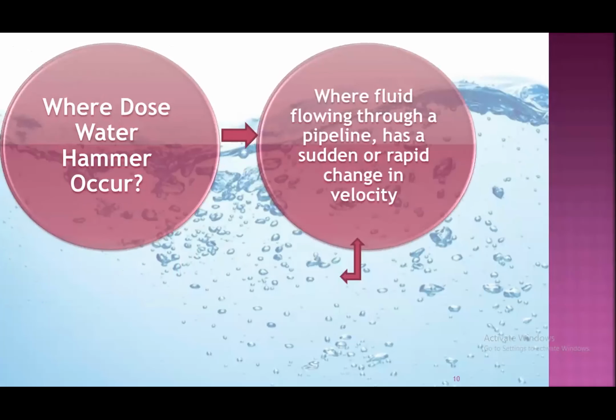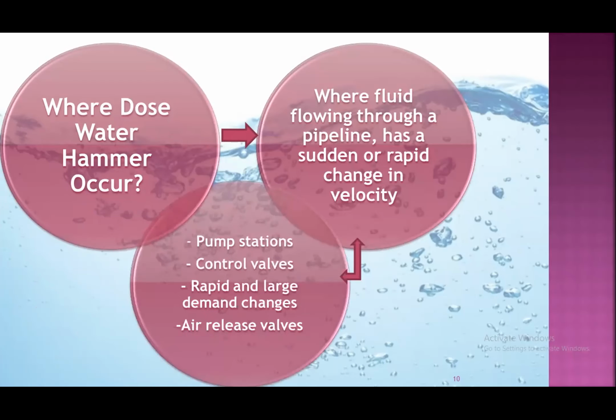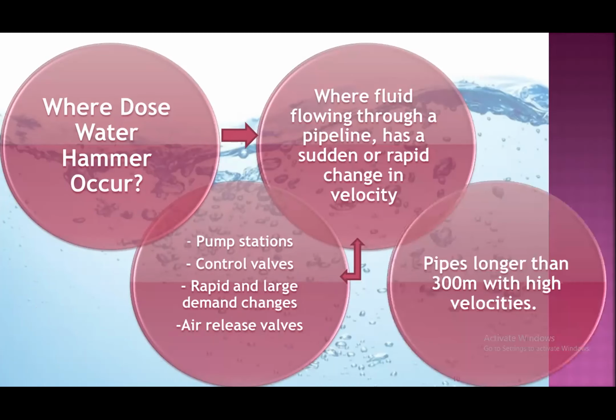It will be really risky where the flow through the pipeline has a sudden or rapid change in the velocities. And that will be like at the pump stations, air release valves, control valves, and in a pipe longer than 300 meters with high velocities. So if we are talking about the pipe system in our houses, it's not really risky. It's going to be just a really simple system.